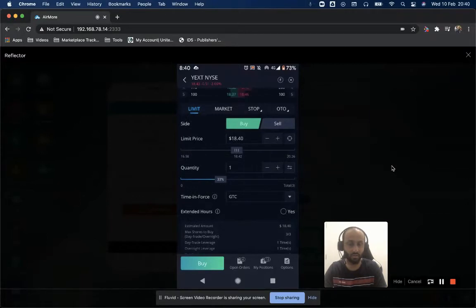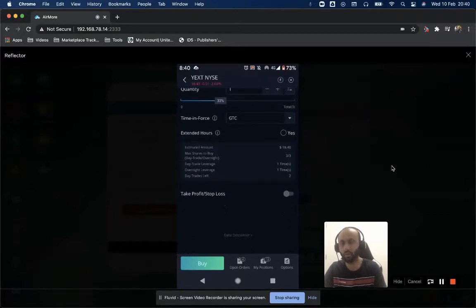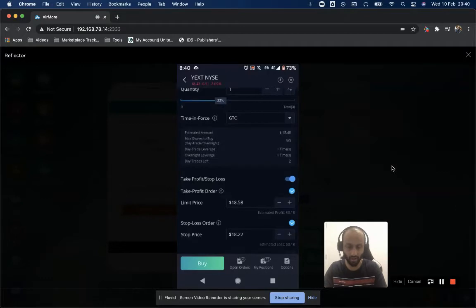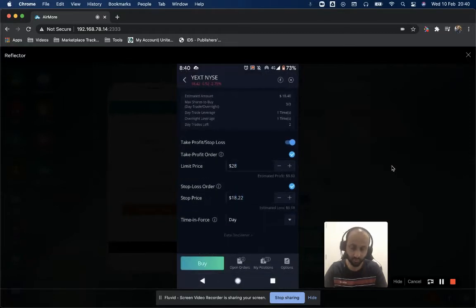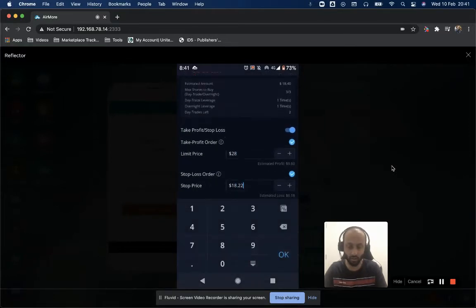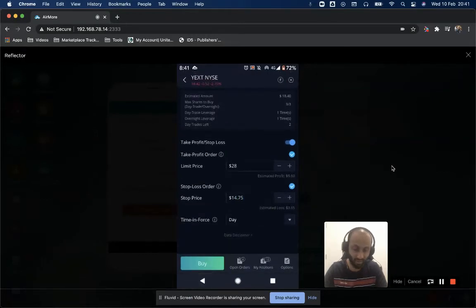So good till canceled, limit price is $18.40. Now this is where it's really cool and much simpler than other applications. You already have a take profit and stop loss list. So you tap onto that, and I think this stock is going to do pretty well in the future, so I will sell it at $28. That's my limit price for the take profit order, and my stop loss will be at $14.75. So I'm estimating that I'm going to make $9.60 for my one share, and my risk is $3.65 if this stock goes against me.